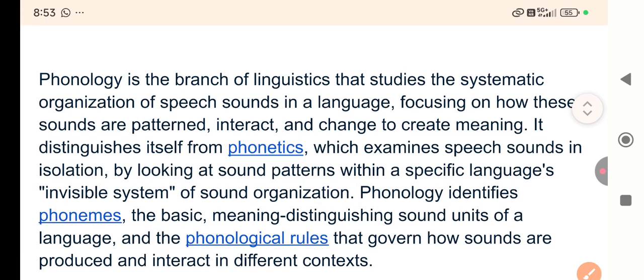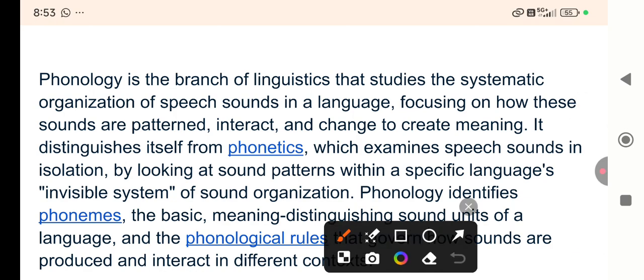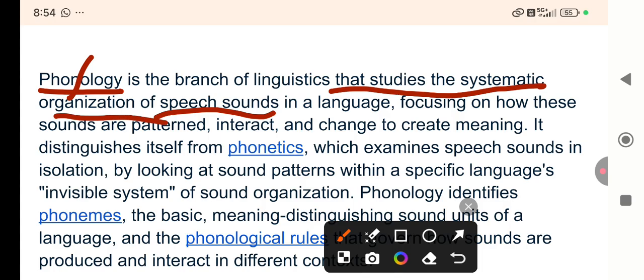You know that phonology comes from phone. Phone is sound, right? So that is why it is the study of sound, actually. Studies of systematic organization of speech sound. So it's the study of sound, right? Sound, what organization of speech sound? It must be systematic.